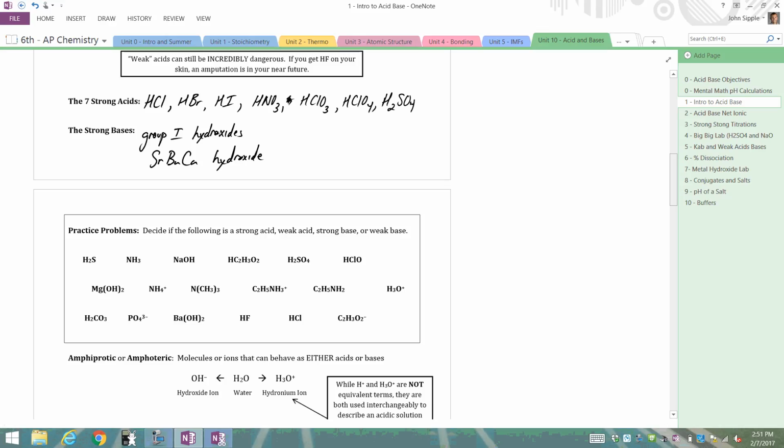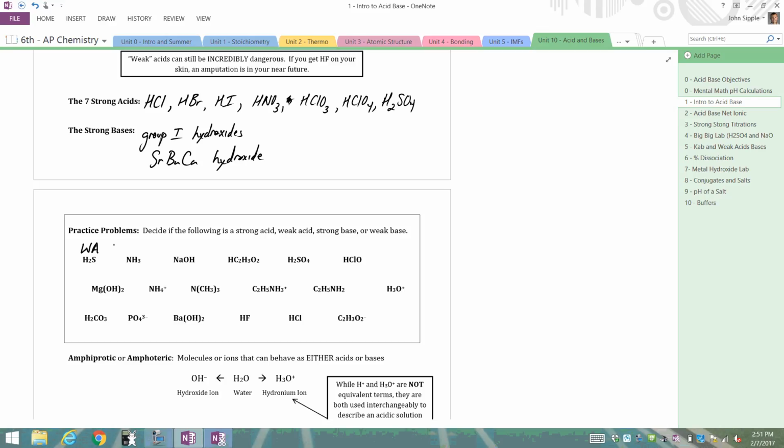So for example, H2S, our very first one there. It has a hydrogen out front, and it is not one of our 7 strong acids. So this is a weak acid. NH3: not one of our strong acids, and not one of our strong bases.